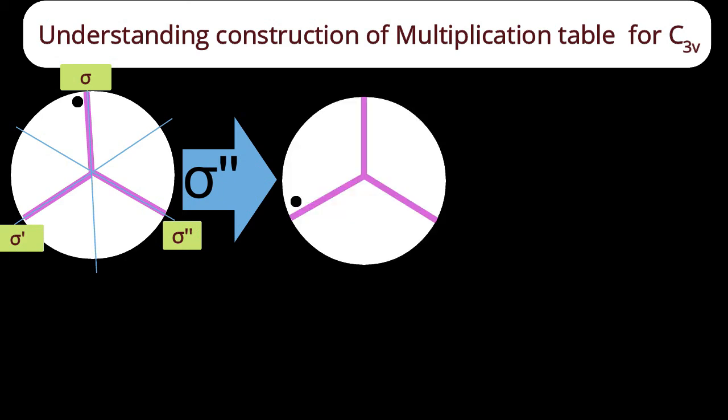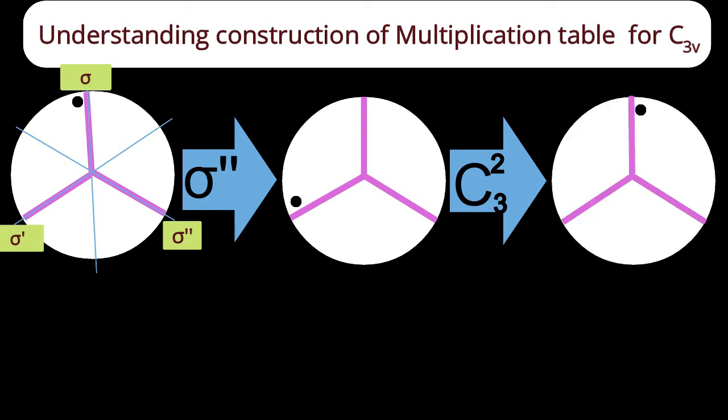Let us see. Now to this resultant structure, I have to perform a rotation operation. Which rotation? That's the last rotation operation, C32. After rotating the resultant molecule by 240 degree in anti-clockwise direction, where will this knot come? This knot will come to the upper side certainly, but where? To the right side of the upper bar.